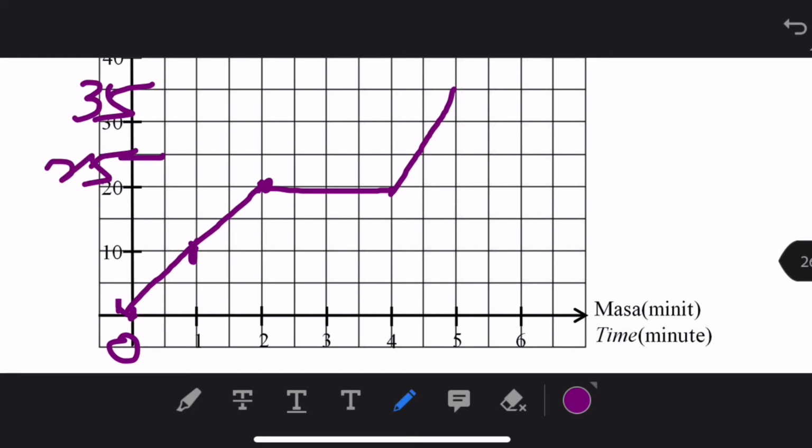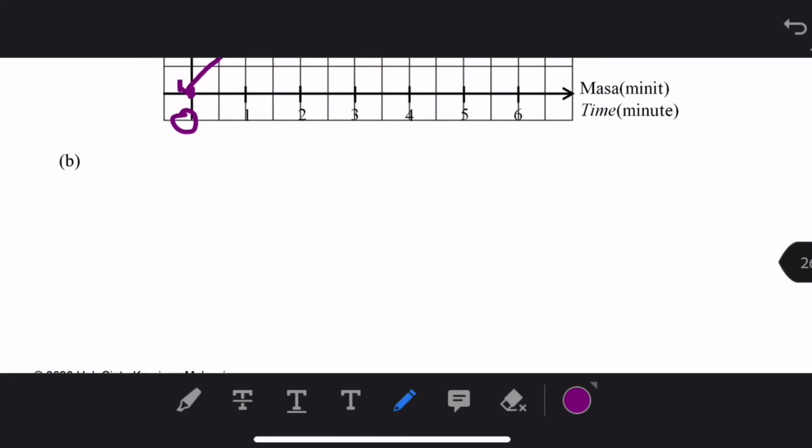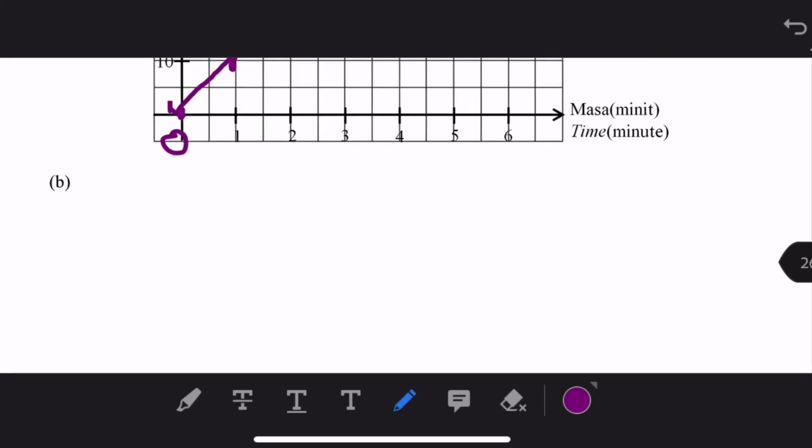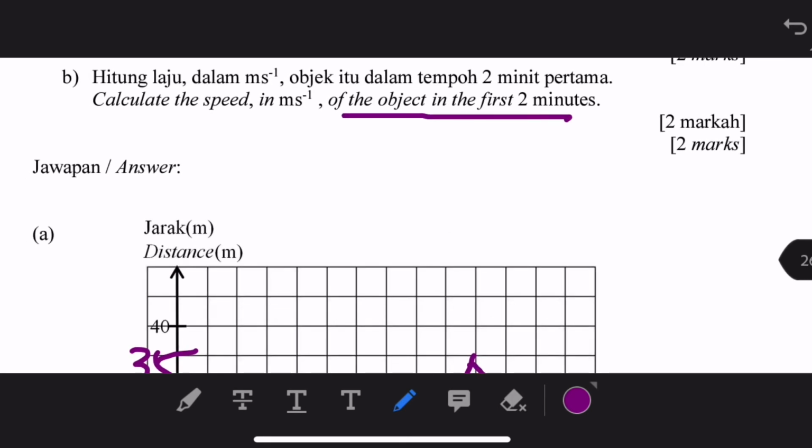On the 6th, 25 is here, so it will come down like this. Alright, so this is the graph. Okay, so now calculate the speed of the object in the first 2 minutes.